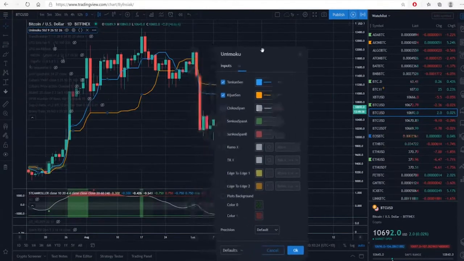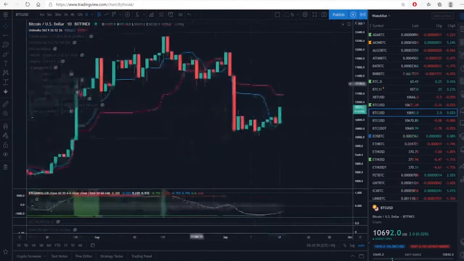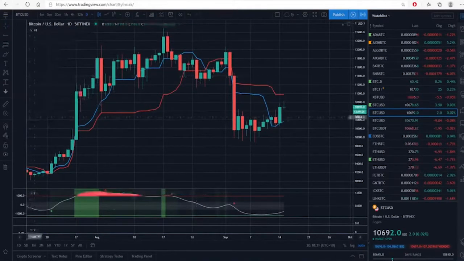So let's just look at our Tenkan and our Kijun. Now, yours might look like this. If you were to look at this, what do those red lines and those blue lines look like? Well, to me, they look like MACD lines, or the MACD and the signal line. And that's very much how they act.